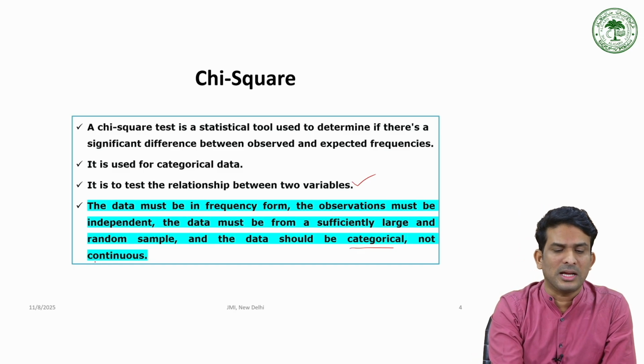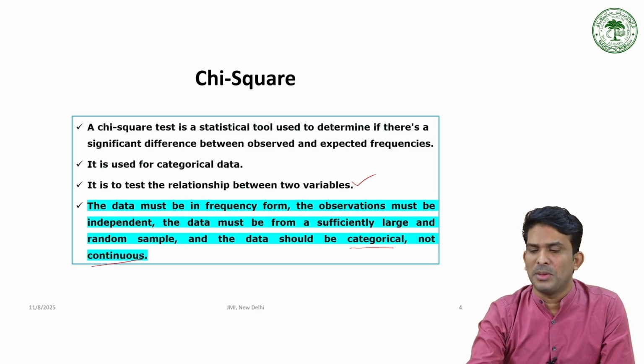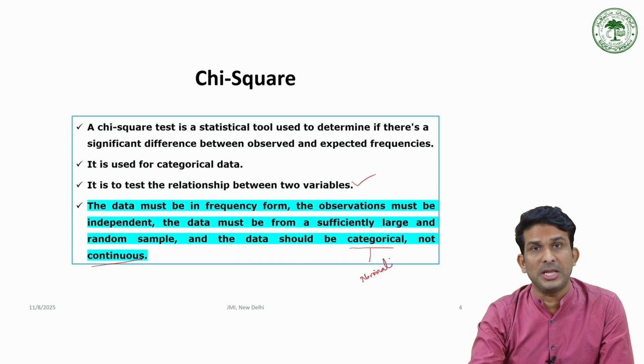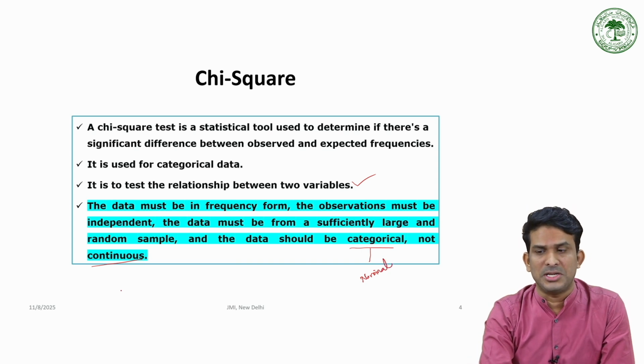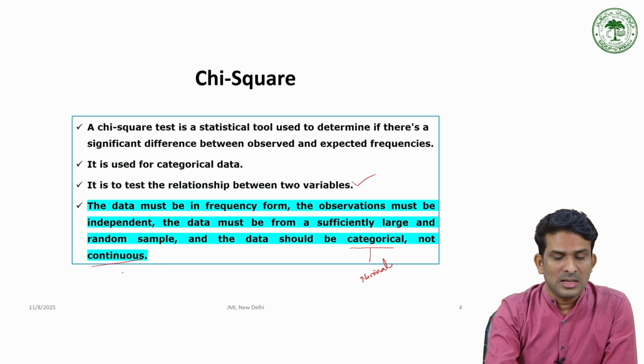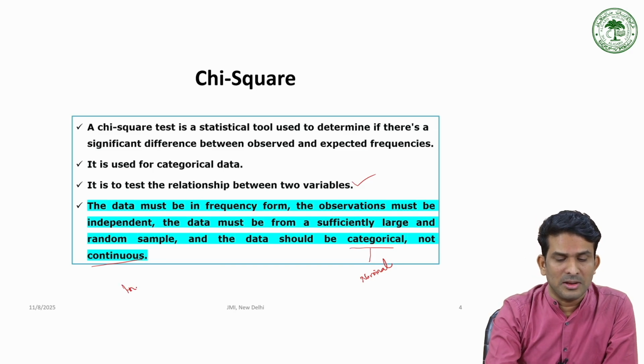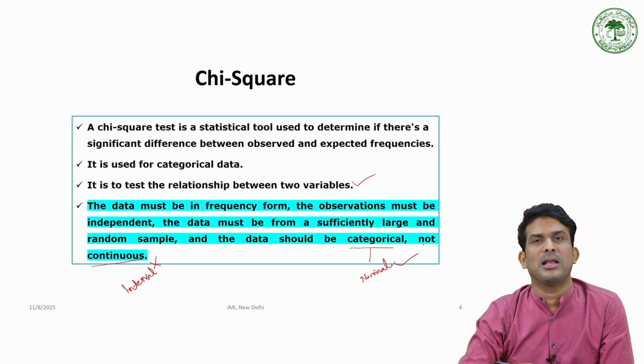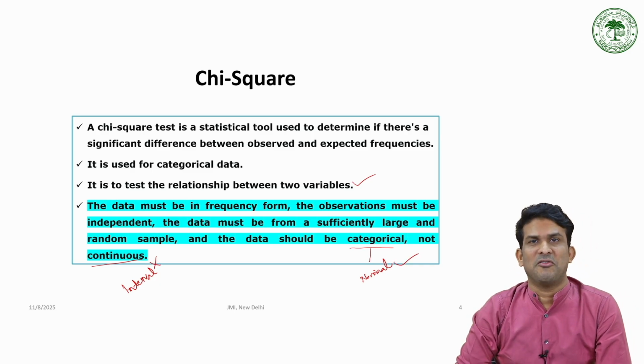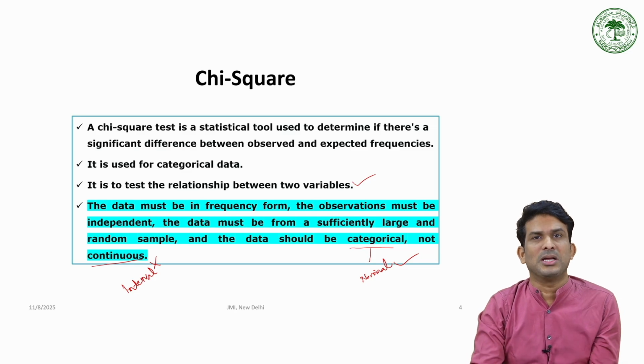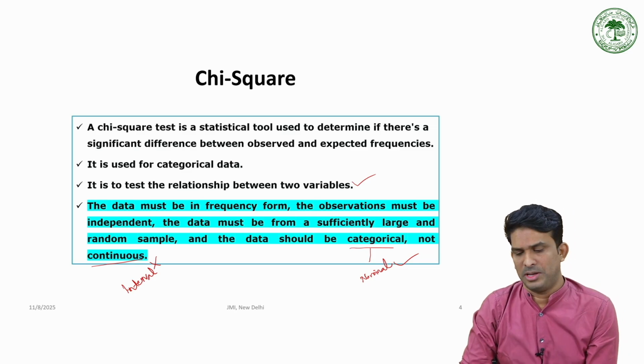And not the continuous variable. Nominal variable, categorical variable, we can mention it as nominal variable. It should be nominal and not continuous. What is continuous? It is interval scale, interval level of measurement. It should not be interval, it should be nominal in terms of its level of measurement. This is something about what is chi-square.